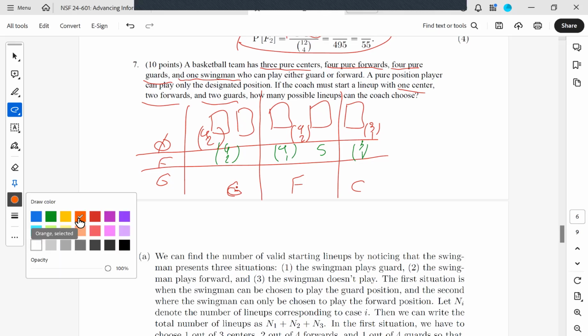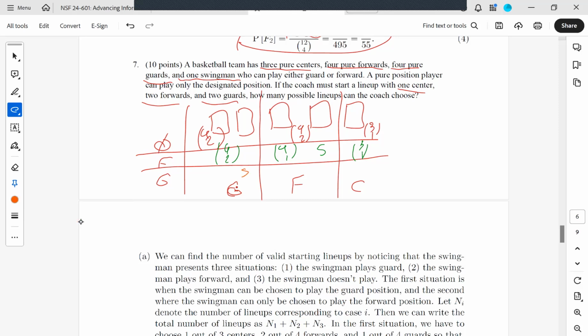Same analogy goes for the guard. If the swingman is occupying one of the guard positions, then you have 4 choose 1 combination to fill the other guard position. You have 4 choose 2 to fill up the forwards and 3 choose 1 for the centers.